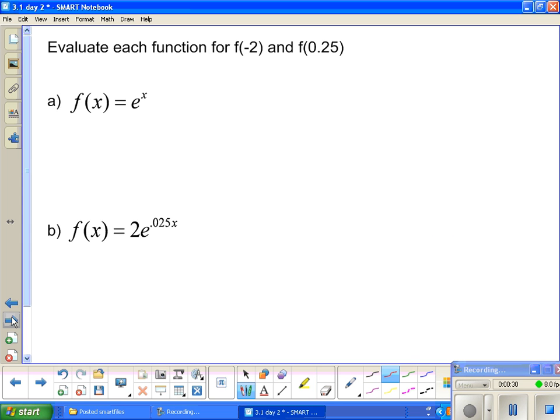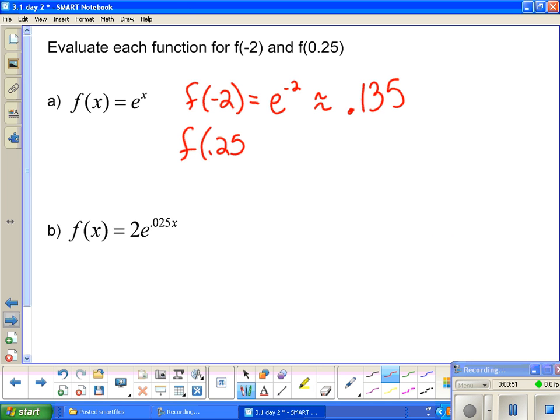We're going to evaluate a couple of these. You will need your calculators to do this. F of negative 2 is e to the negative 2. You put that into your calculator and you'll get approximately 0.135. If I evaluate f of 0.25, it's e to the 0.25, approximately 1.284. Notice I'm rounding to 3 decimal places.